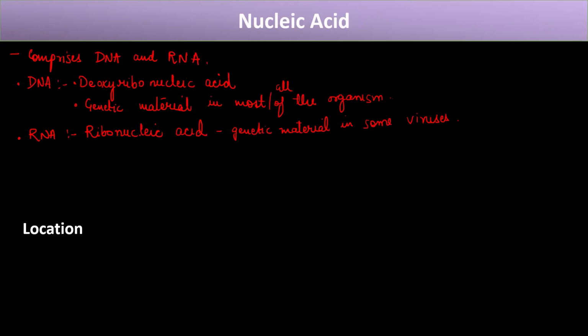And RNA is of 3 types. The first type is known as mRNA. Now, what is mRNA? mRNA is messenger RNA. It is called messenger RNA.